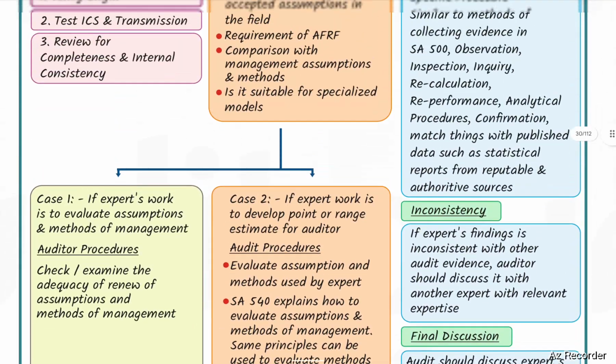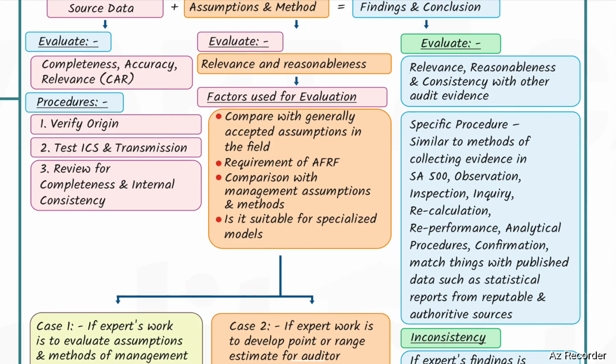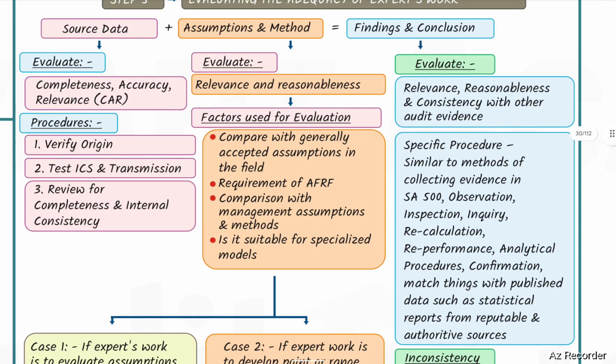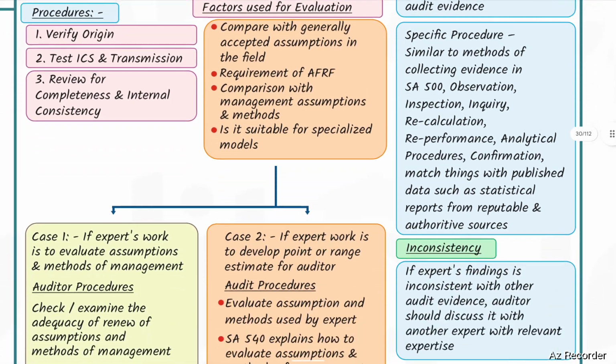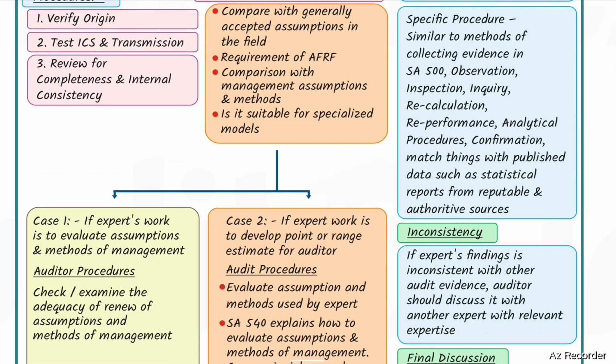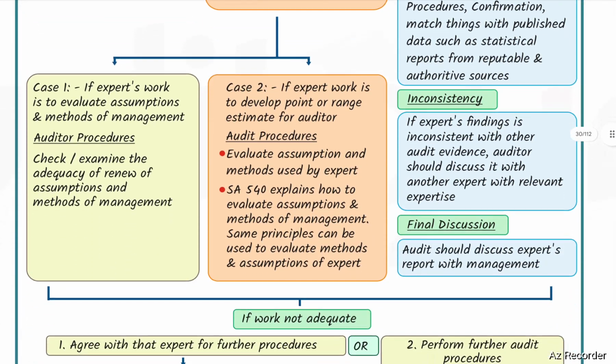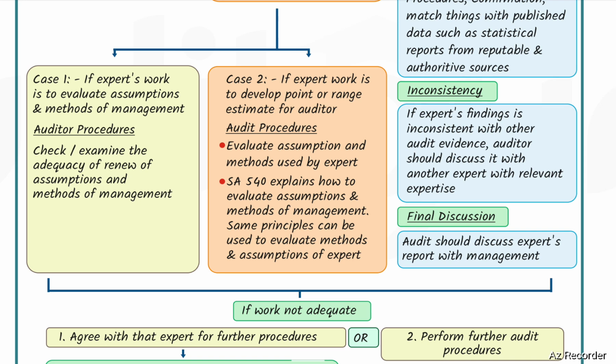Next, in case of findings and conclusions, evaluate relevance, reasonableness, and consistency with other audit evidence. Specific procedures, similar to methods of collecting evidence in SA 500: observation, inspection, inquiry, recalculation, reperformance, analytical procedures, confirmation, matching things with published data, such as statistical reports from reputable and authoritative sources. Inconsistency: if the expert's findings are inconsistent with other audit evidence, auditors should discuss it with another expert with relevant expertise.